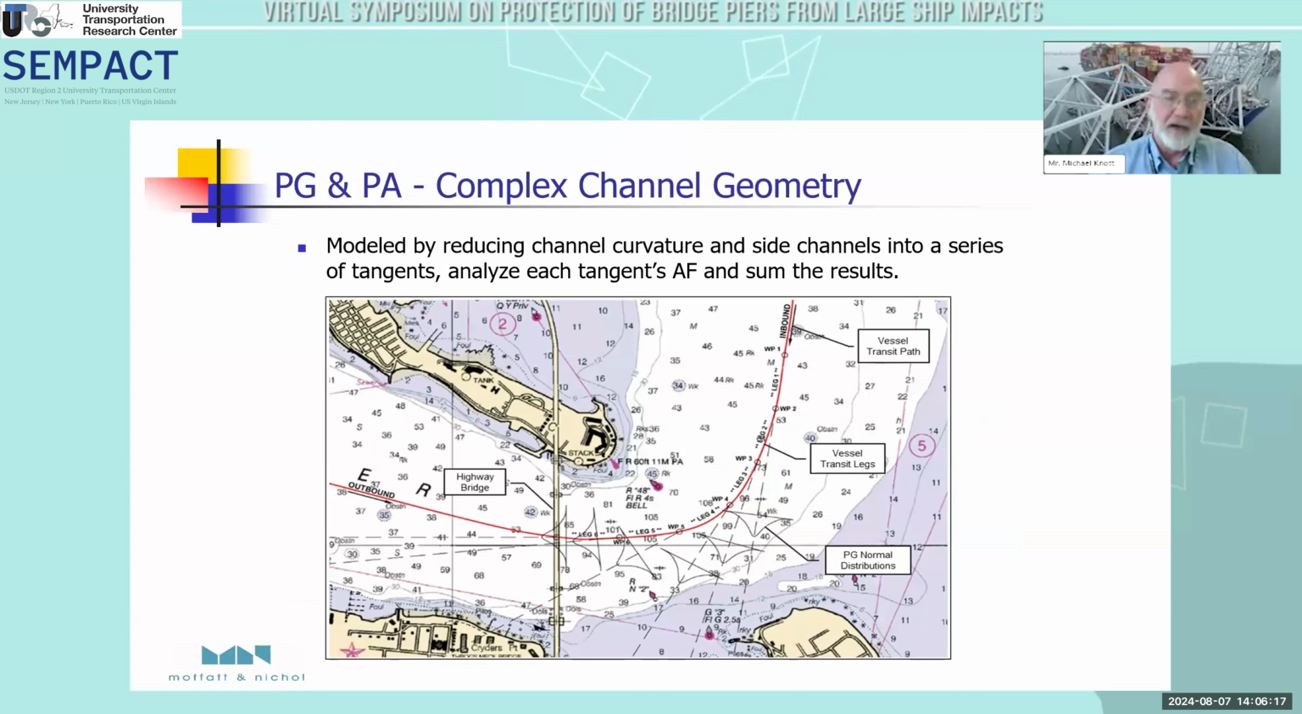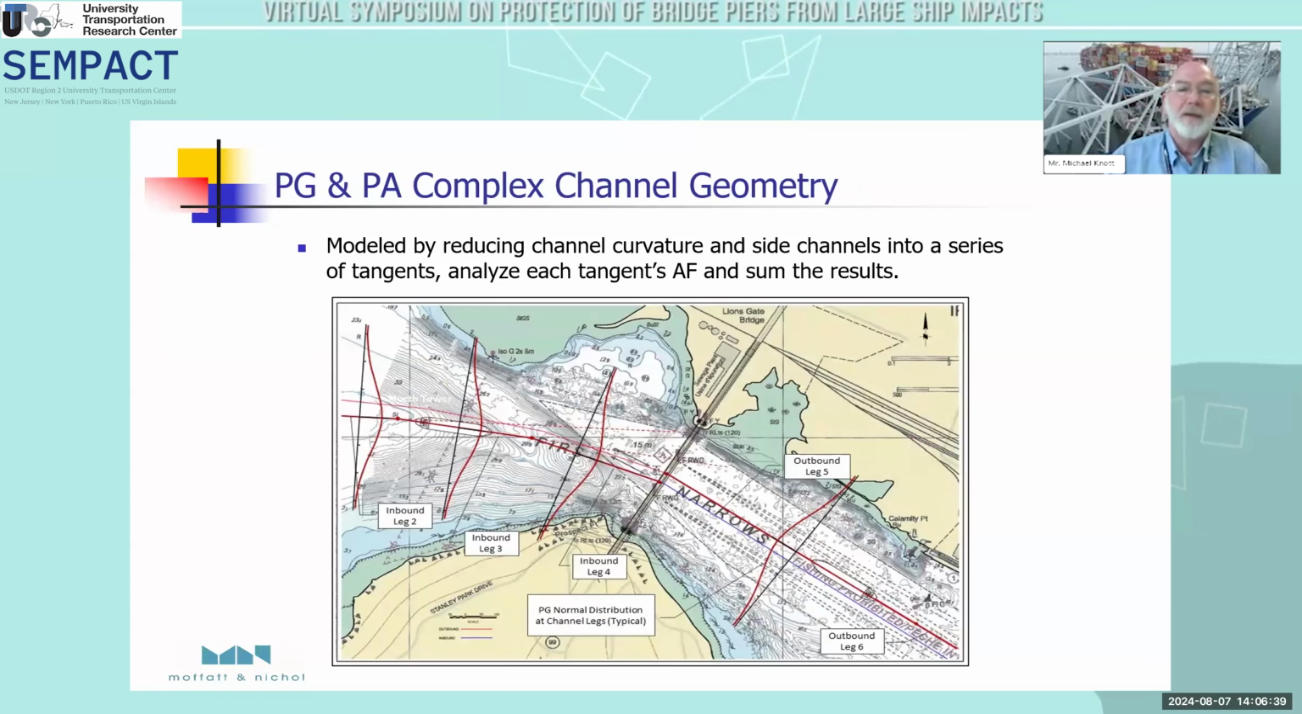I talked about how we break curves into tangents. So here's a vessel transit path that is on a tight curve. We've broken it into a series of tangents. Each of those tangents has its own risk analysis. So you have to add up all the tangents to get the particular bridge pier. But this is how it's done.